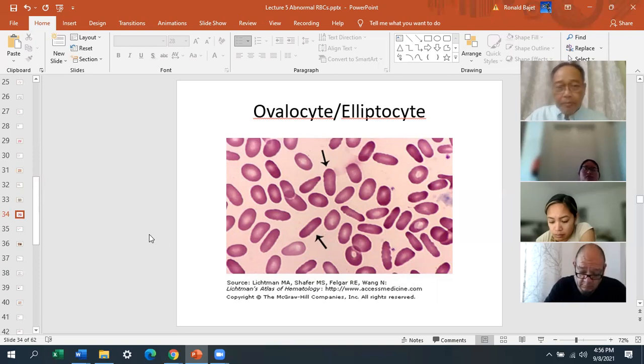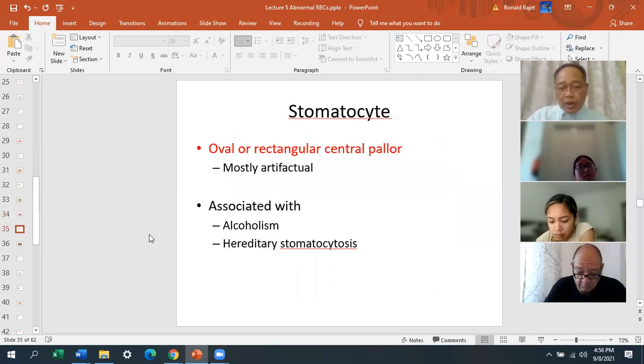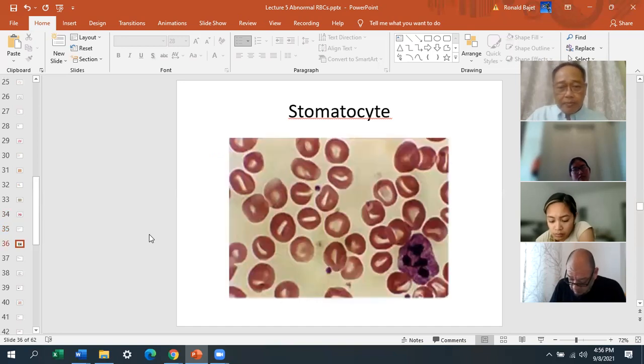Nice central pallor. All right, the next one, stomatocyte. Stoma, the prefix, means mouth, okay? It looks like a mouth, it looks like it's smiling. That's the shape of the central pallor, so oval or rectangular central pallor. It's mostly artifactual, okay? Stomatocytes are associated with alcoholism, and it's seen in a condition, hereditary stomatocytosis. Just like this, see, it has a slit in the middle of it. It looks like a mouth. That's the central pallor. These are not hyperchromic. Remember, in hyperchromic, this would be wide open. It looks like a donut. But here when they look like slits, like mouths, that's called a stomatocyte.